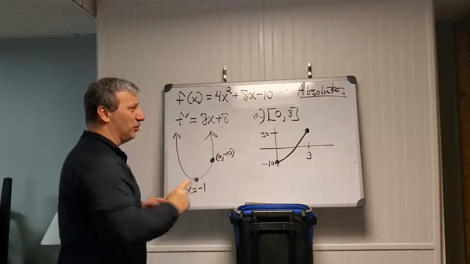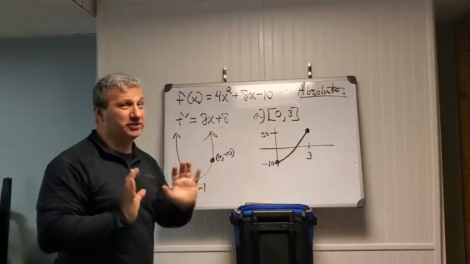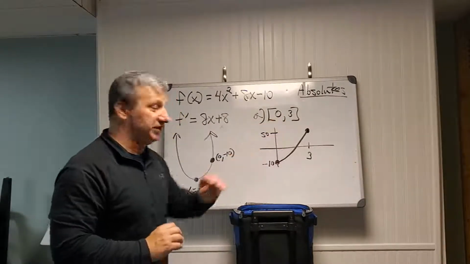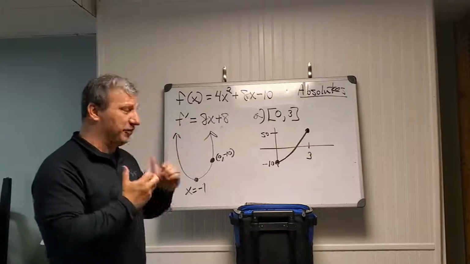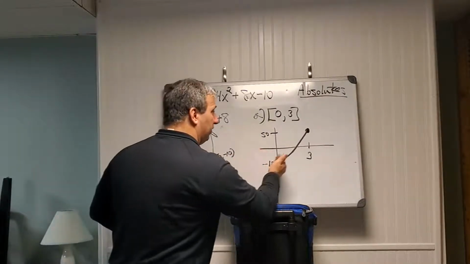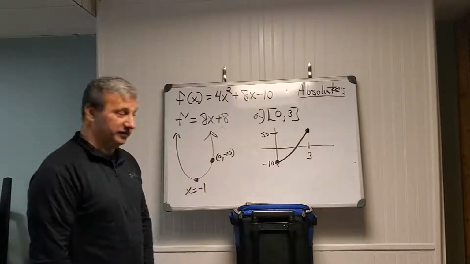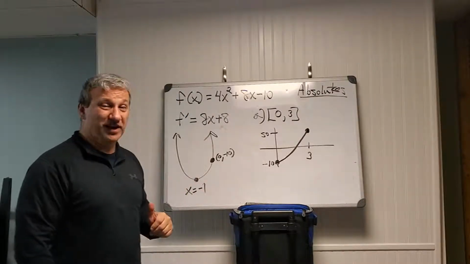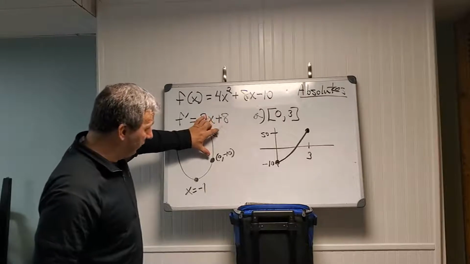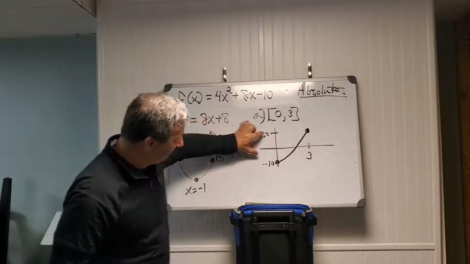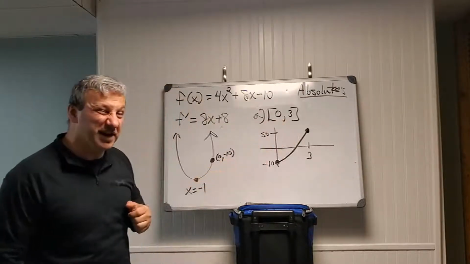I'm restricting us, though, to the interval from 0 to 3. You always have to read your questions. Where are you restricted? I'm restricted to the interval from 0 to 3. Since I'm restricted to the interval from 0 to 3, that negative 1 really doesn't mean anything. That negative 1 is not useful for me. If I'm restricting my interval from 0 to 3, that's like this part of the graph, and I just blew it up a little bit and zoomed in on it.